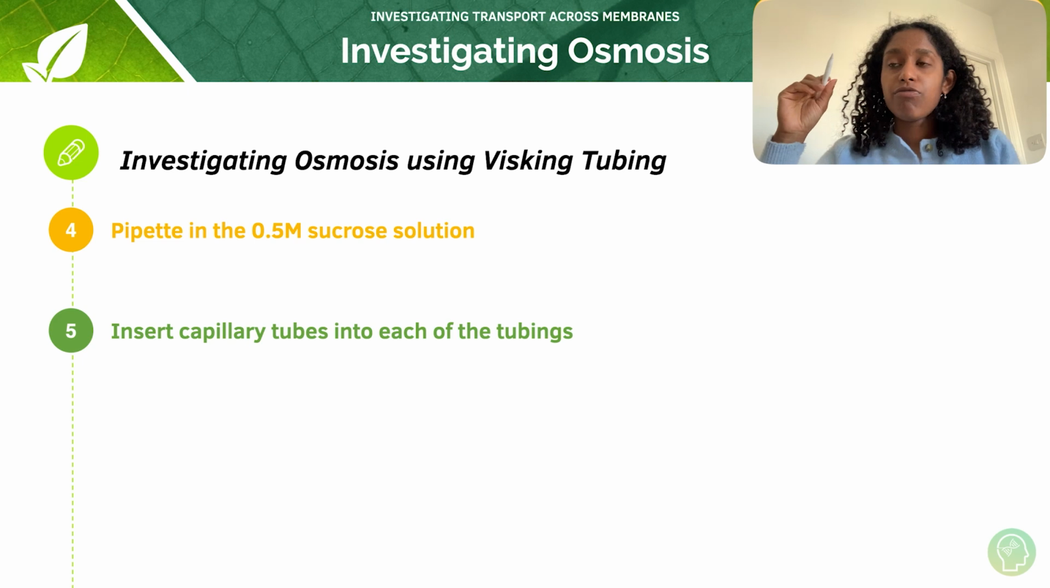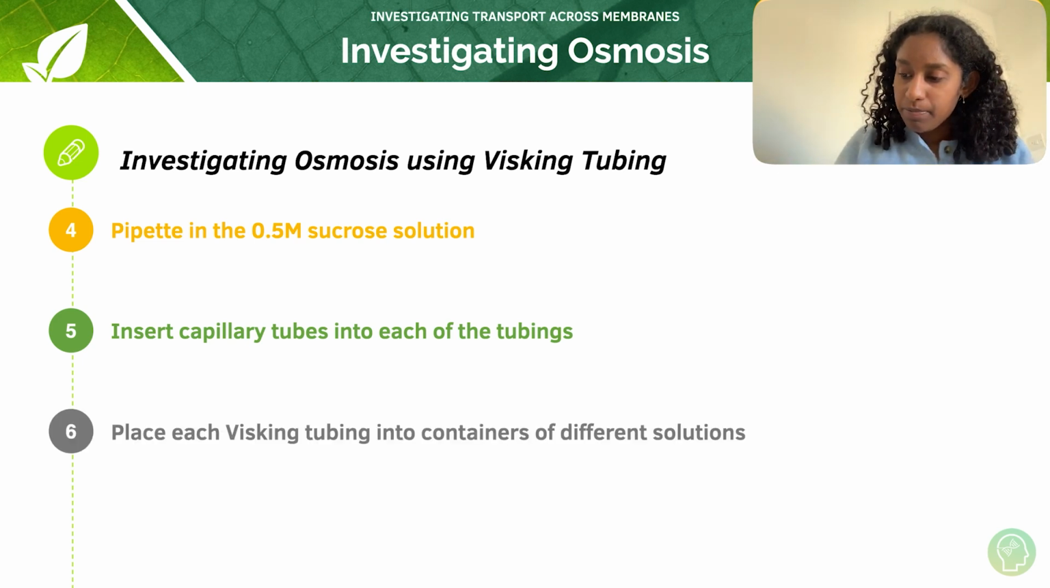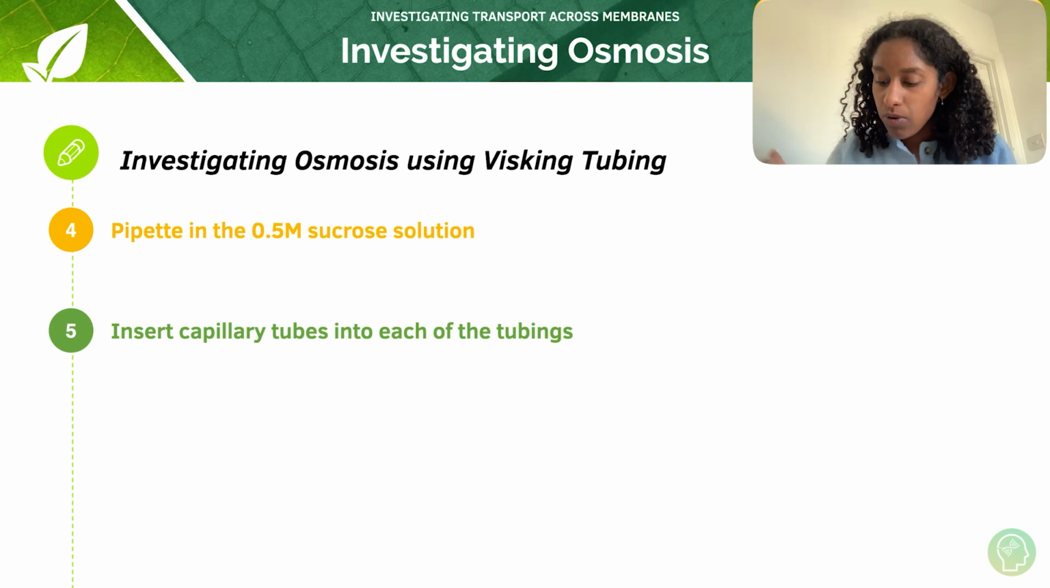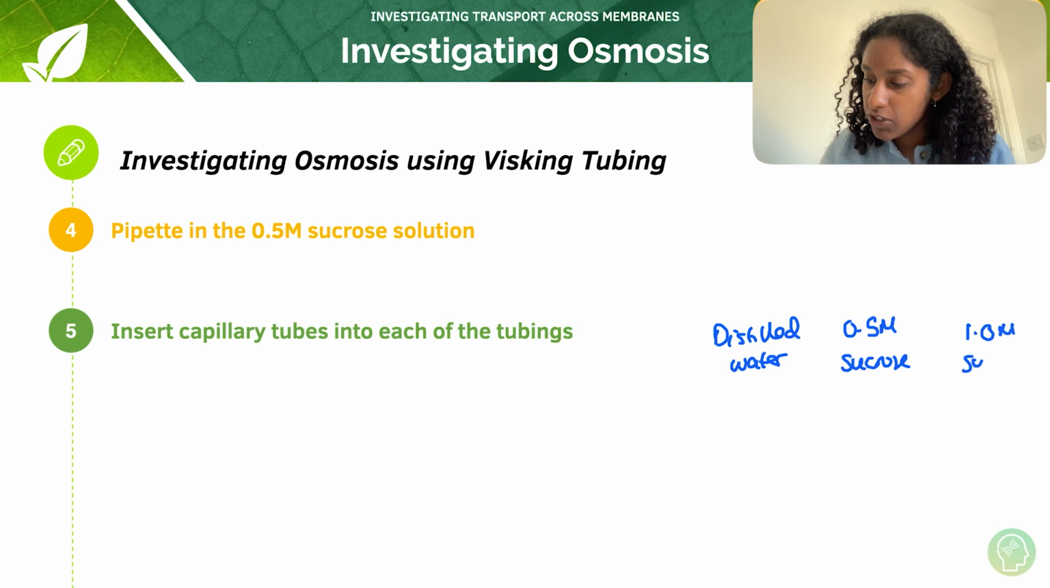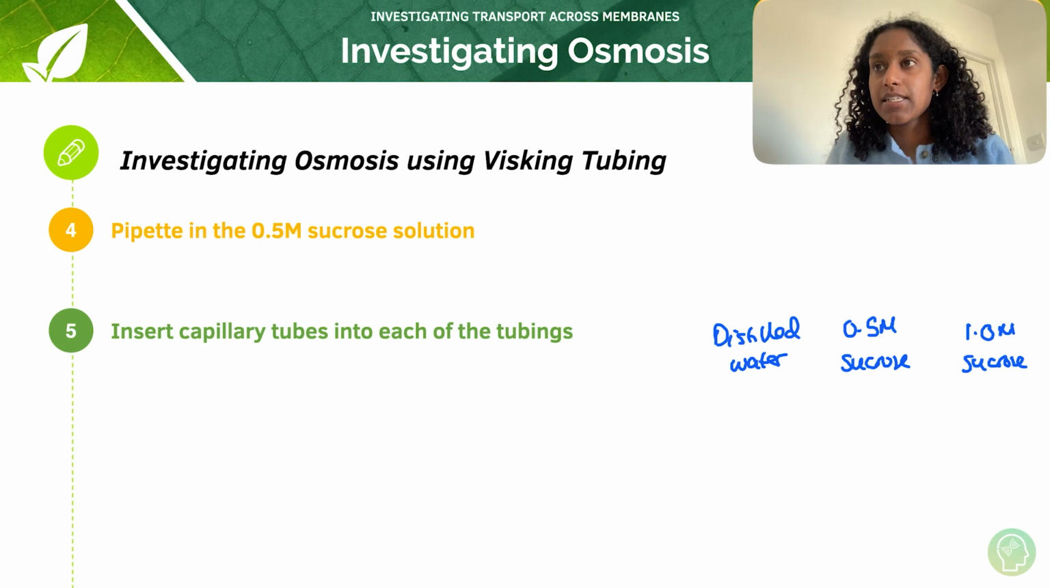Now, we prepare 3 beakers, each containing distilled water. Sorry, back one slide. So we prepare our 3 beakers which each contain distilled water, 0.5 molar sucrose solution, and 1 molar sucrose solution. And we place each Visking tubing into each of the beakers. So we place one Visking tubing into here, one into here, and one into this beaker.